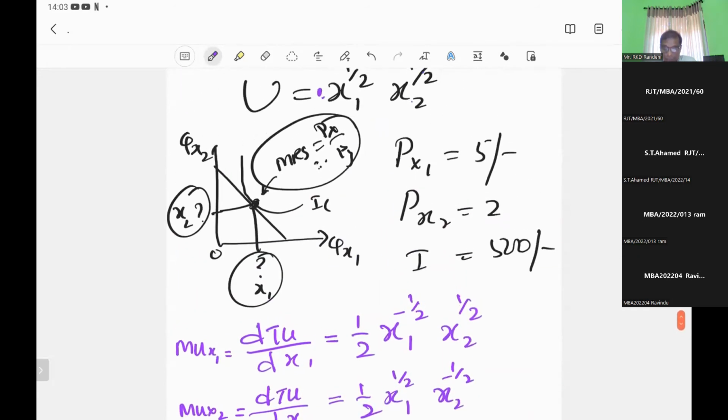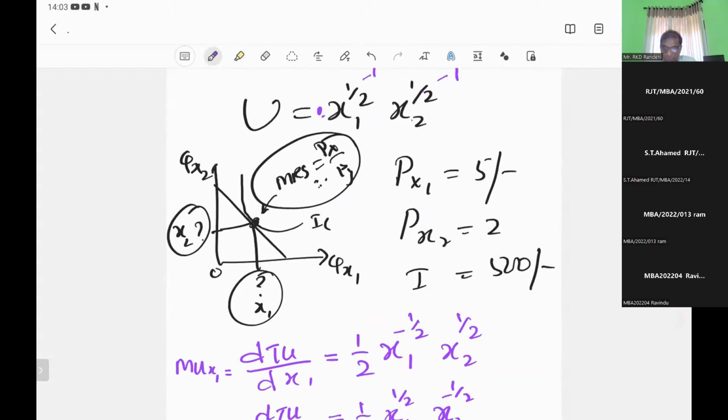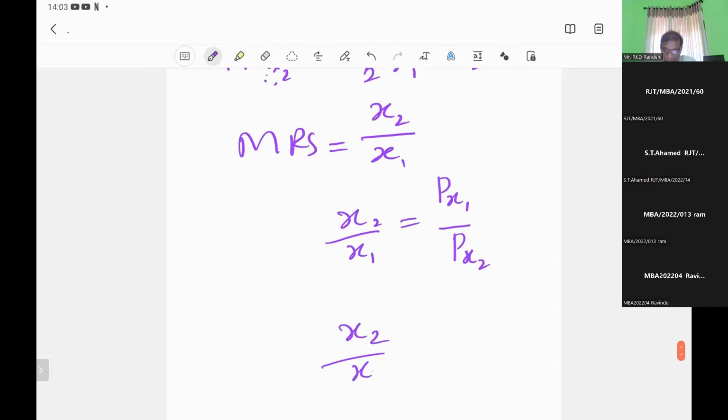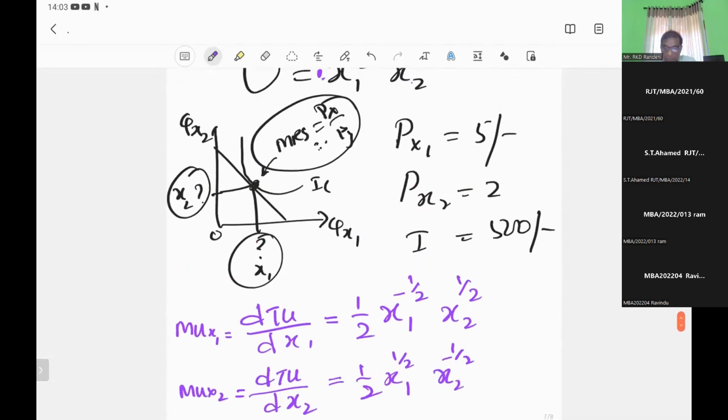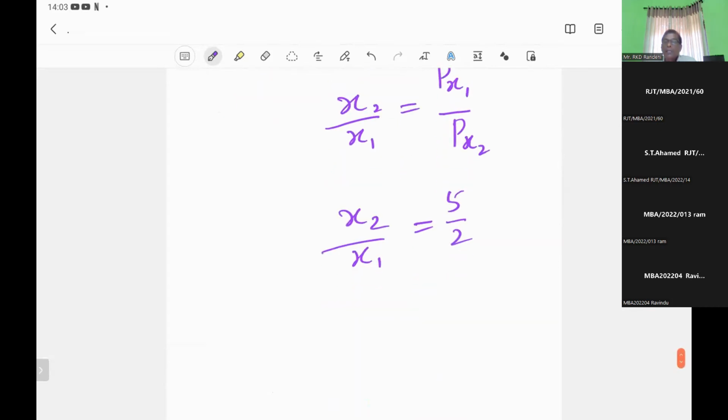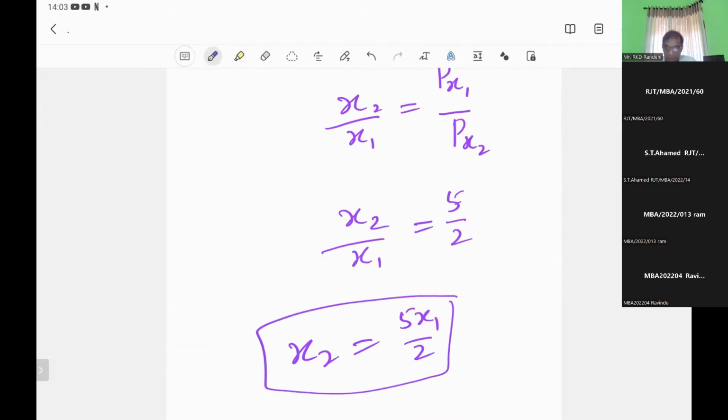So price of x1 is 5, price of x2 is 2. Then x2 divided by x1 equals 5 divided by 2. Now you can write x1 equal to something, or x2 equal to something. Now x2 equals, cross multiplying, 5x1 divided by 2. You can get this, or you can write x1 equal.